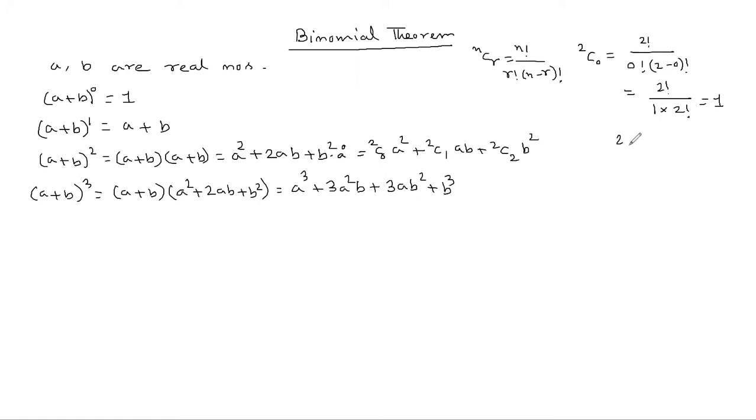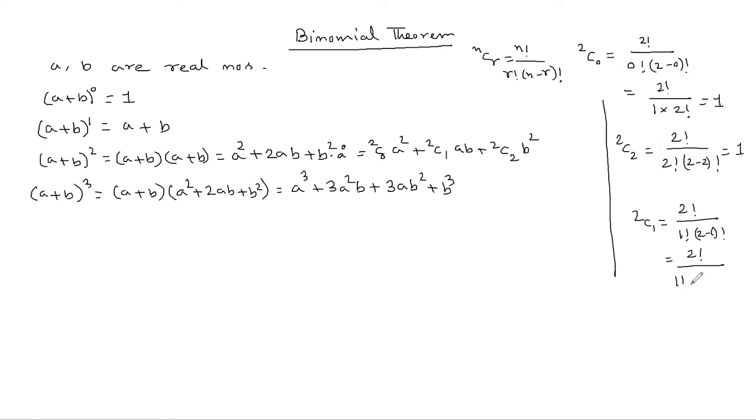Similarly, 2C2 is also 1. It is 2 factorial by 2 factorial times (2 minus 2) factorial, that is 0 factorial. So here also we are getting 1, and 2C1 is 2. So 2C1 is equal to 2 factorial by 1 factorial times (2 minus 1) factorial, that is 2 factorial by 1 factorial times 1 factorial. So it is also 2, right?